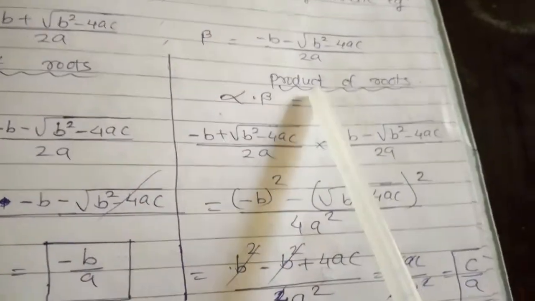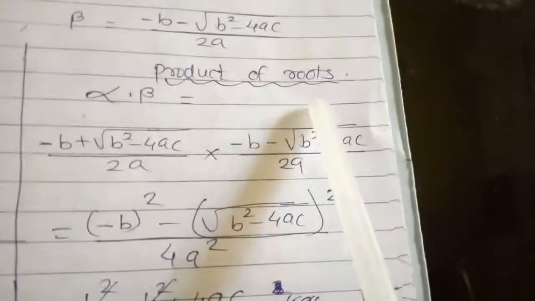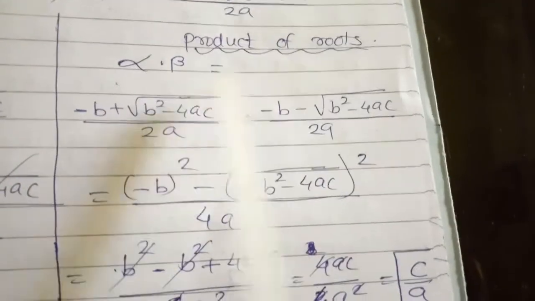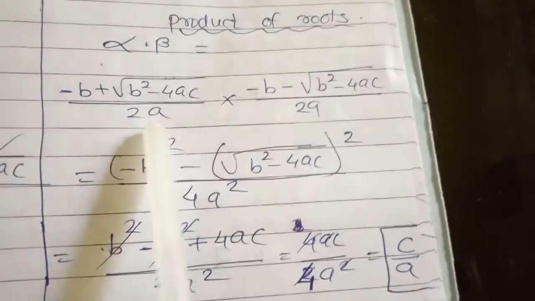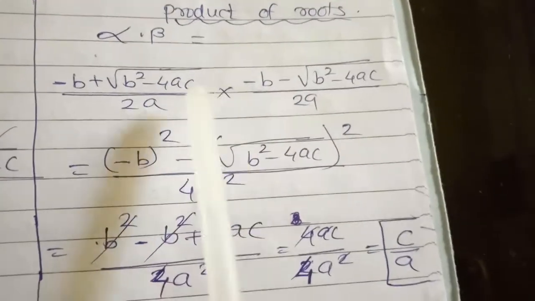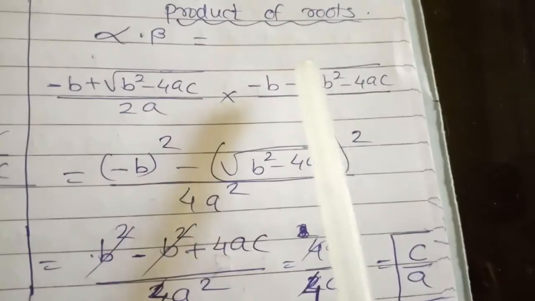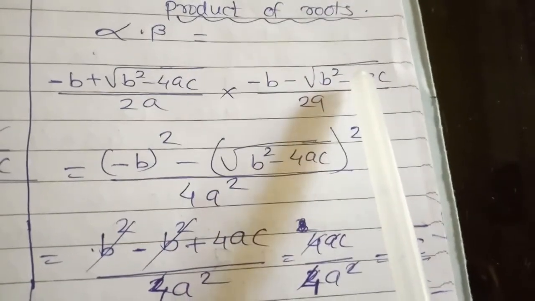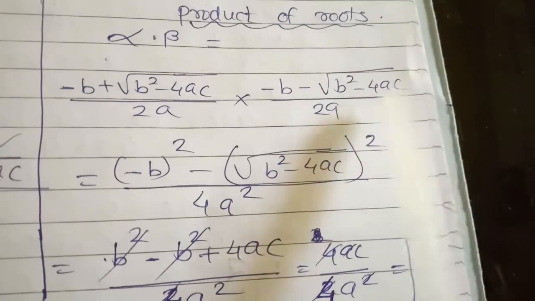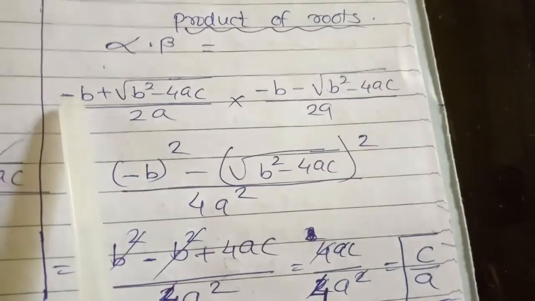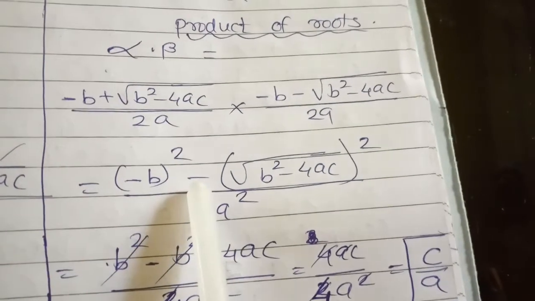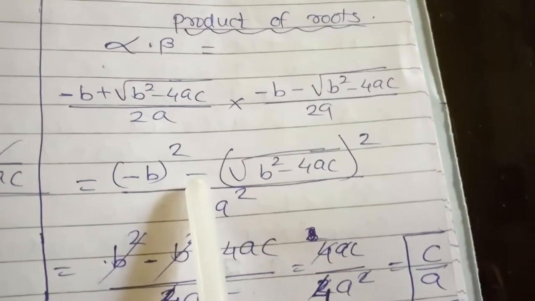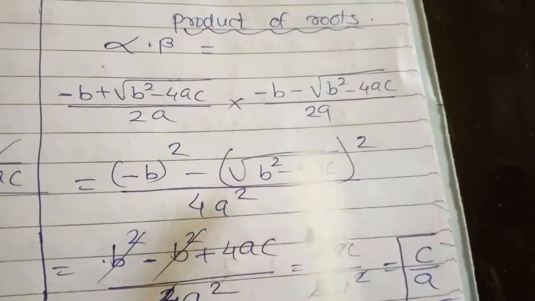Now we are going to take the product of the roots. So alpha into beta is equal to the product of these two. 2a into 2a, so we get 4a square in the denominator. Since this is the expansion of the formula a square minus b square, that is a plus b and a minus b, we write it as minus b square, a square and minus the root square.